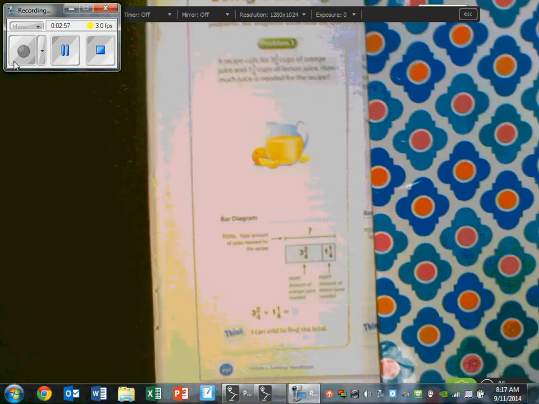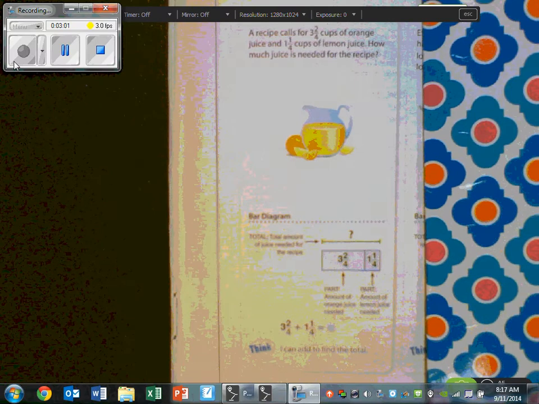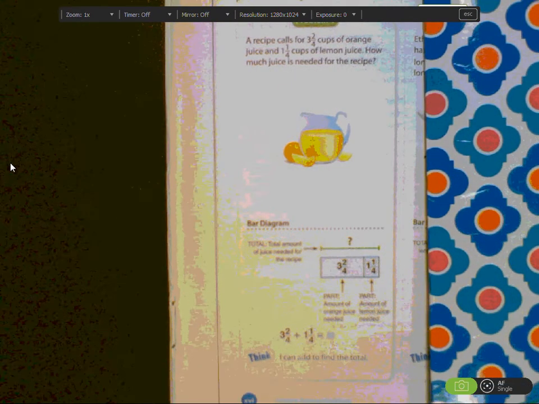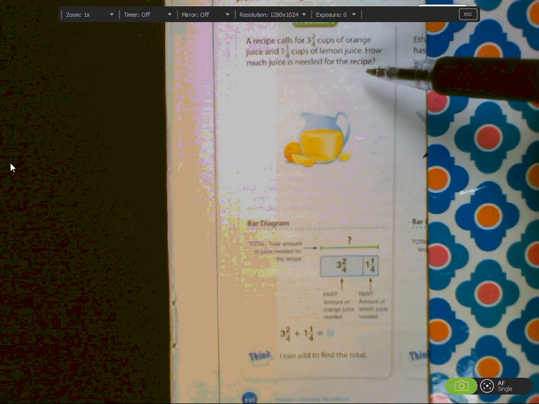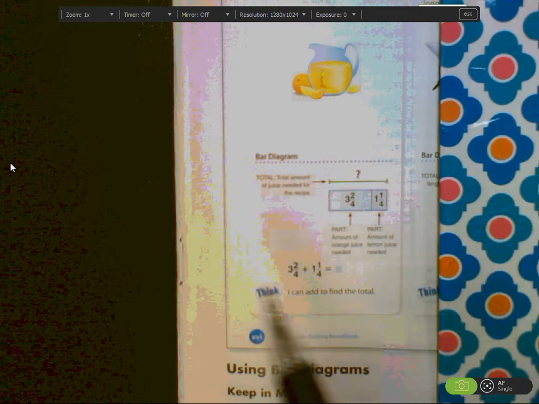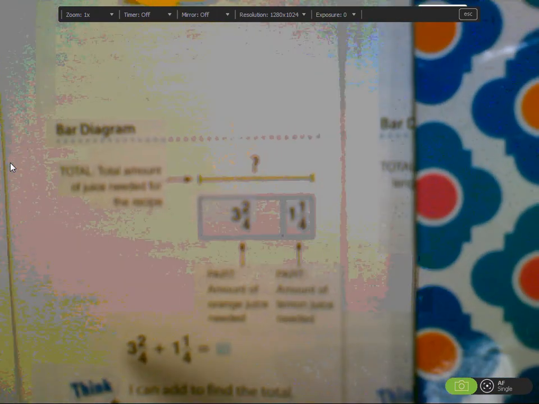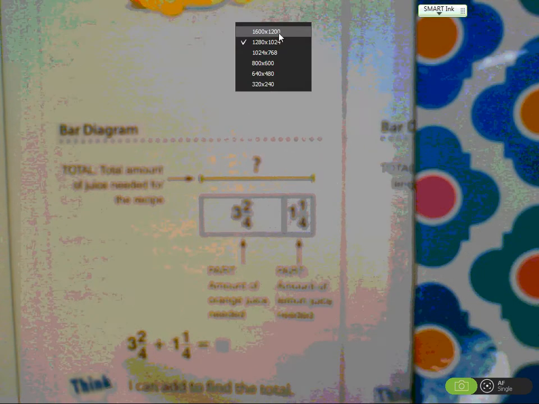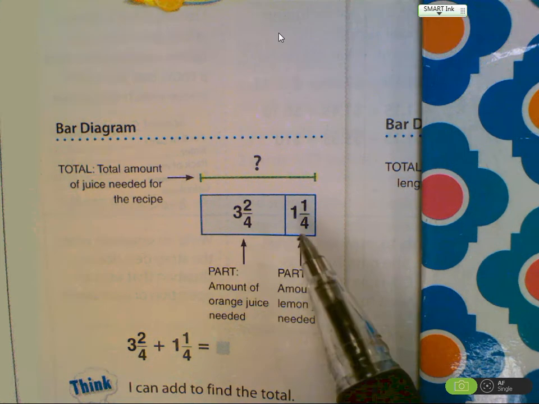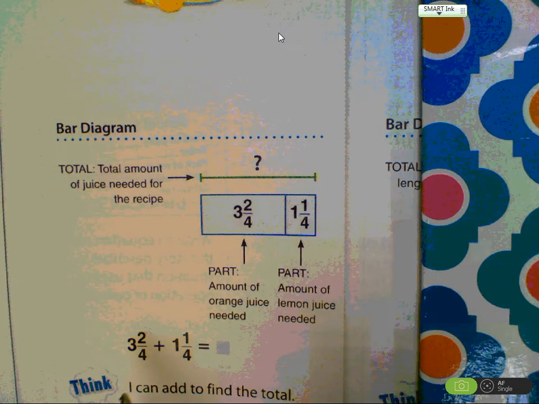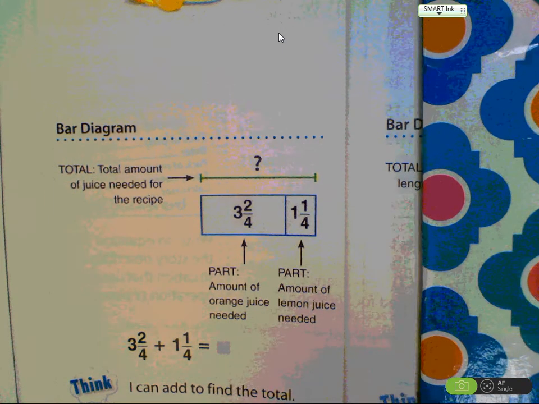Okay, now I'm going to go back to your book to show you some examples of bar diagrams. Problem 1, if you can see that. It says a recipe calls for 3 2/4 cups of orange juice and 1 1/4 cup of lemon juice. How much juice is needed for the recipe? The total amount of juice is unknown, and here are the parts. We know there's 3 2/4 orange juice. We also know there's 1 1/4 lemon juice. So I could add to find the total. Okay, so that's one example.